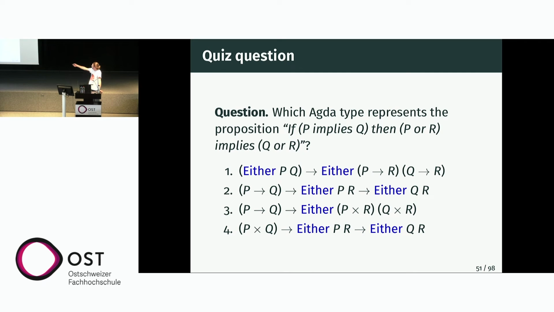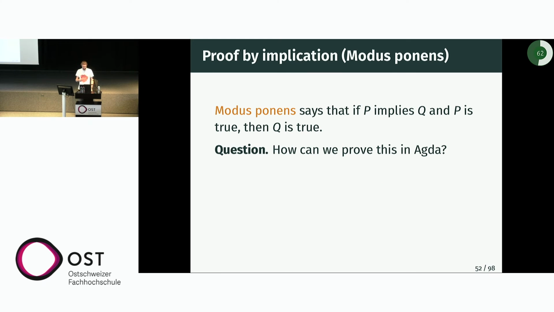Yes, indeed. So if P implies Q, then, well, this "or" is translated to either. So P or R goes to Q or R. Beautiful. Okay. And then let's take a quick look at some of the basic proof principles and see how this translates to Agda functions. So maybe the most basic proof principle is modus ponens, which says that, well, if P implies Q and P is true, then Q is true.